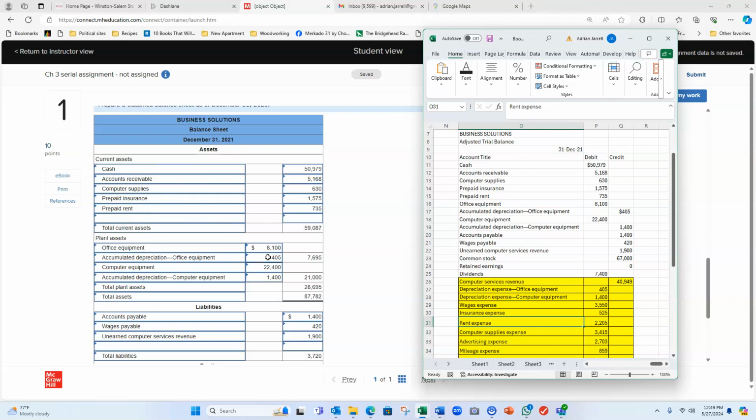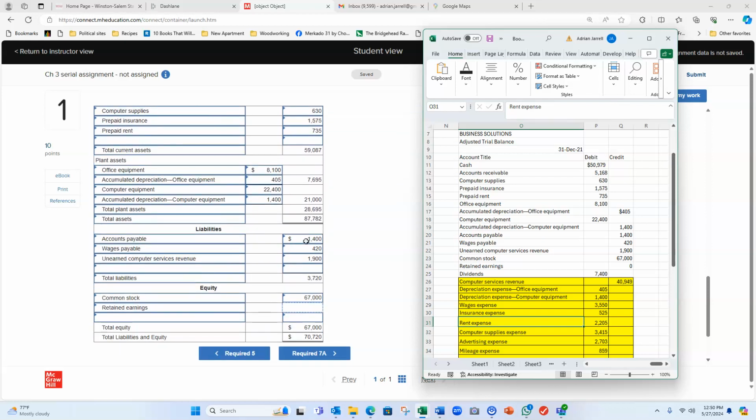You don't have to put a negative sign there. It's going to be subtracted anyway. You may have to do it in the future, but in this case, it's doing the subtraction for you. And so the book value of office equipment is the office equipment asset account minus the contra asset account. Give me that total. The book value of computer equipment is the asset minus the contra asset. Again, give me a new total. Total plant assets, total assets.